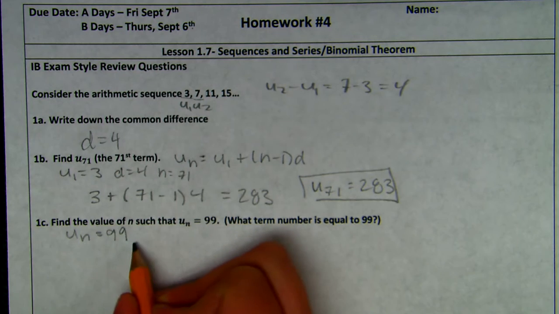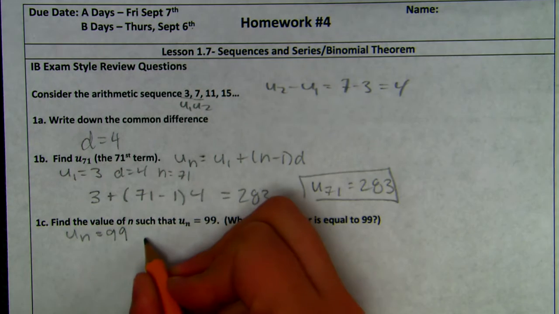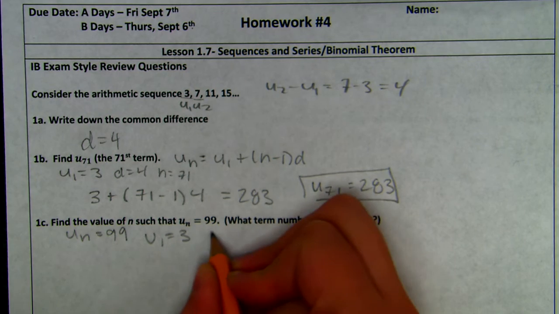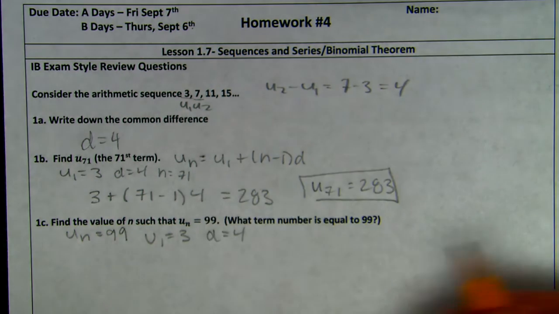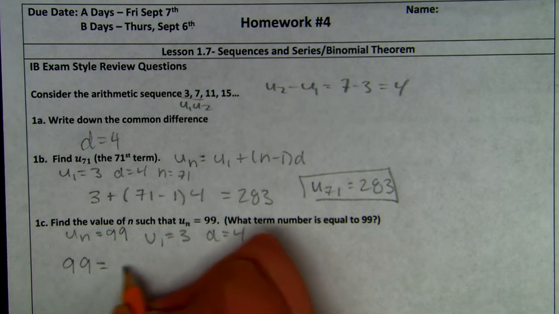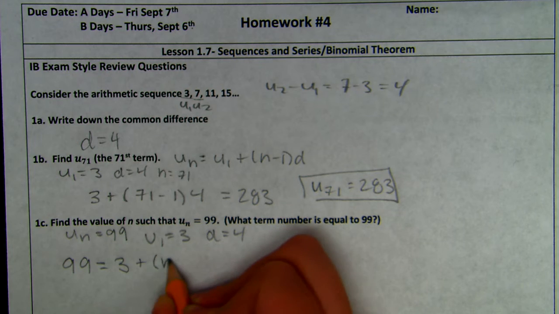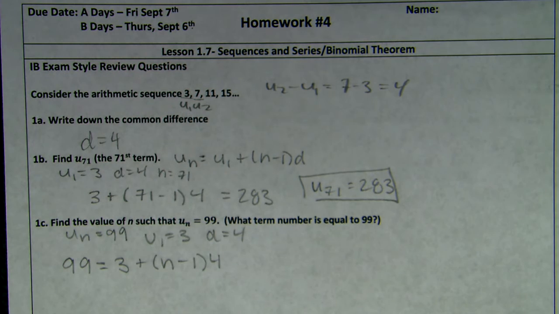So we know that we're going to end up with 99, but we know the value of the nth term, but we don't know what n is. First term is still 3, d is 4. So let's plug it in using our formula. So we know that un is going to equal 99 equals 3 plus n minus 1 times d. Our common difference is 4.